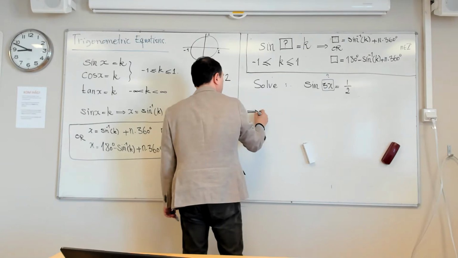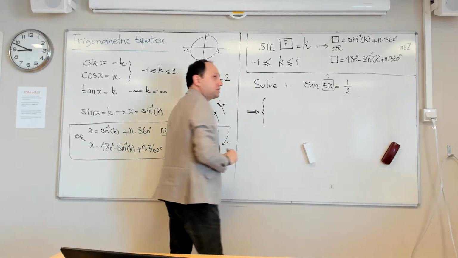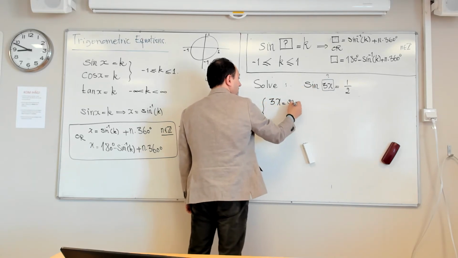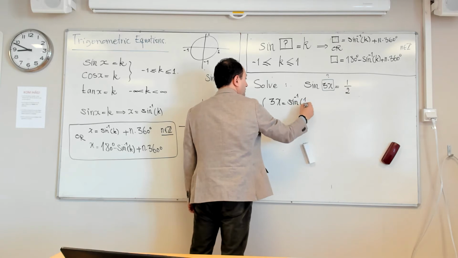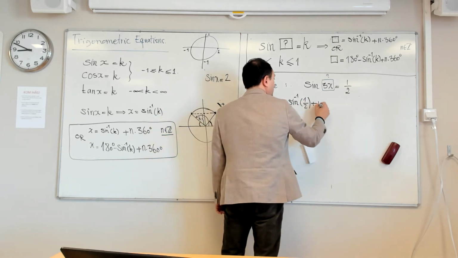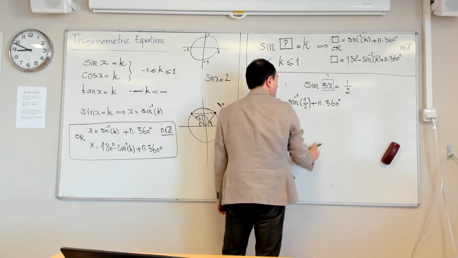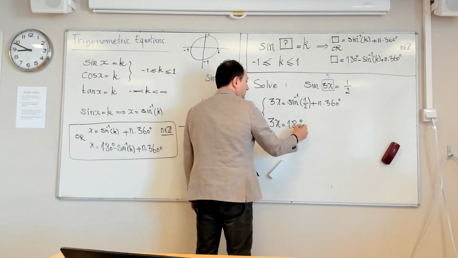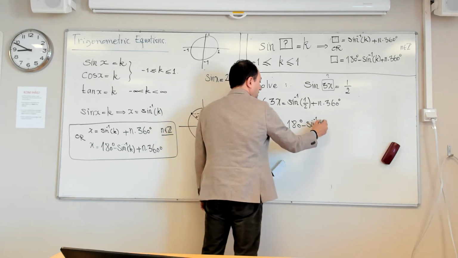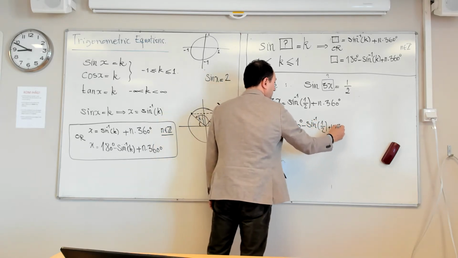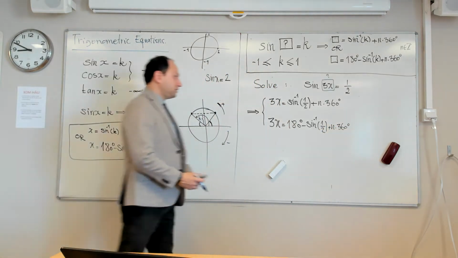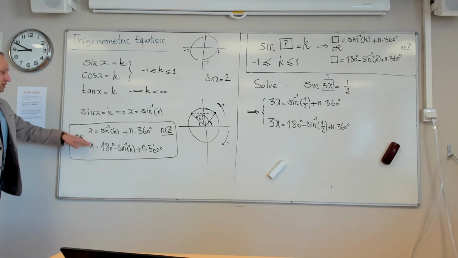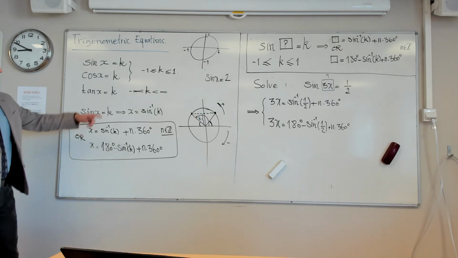You need to say that, okay, from here I can conclude there are two groups of solutions. One possibility is that the box is sine inverse of 1/2 plus n times 360 degrees. And the other possibility is that 3x is 180 minus sine inverse of 1/2 plus n times 360 degrees. Yes? So I have done nothing actually. I described the procedure to conclude this, but then I'm just using it.